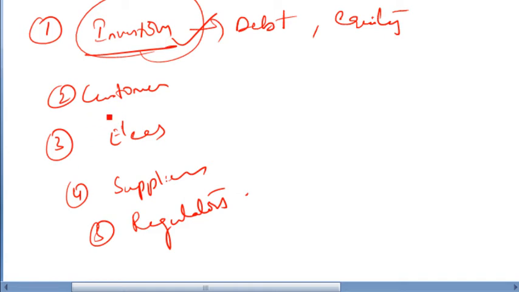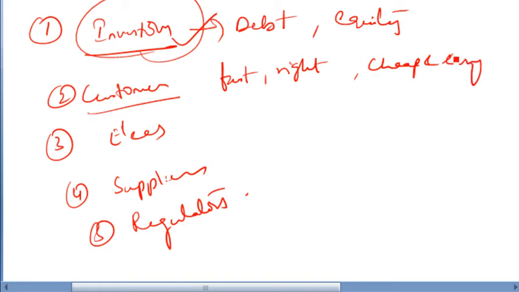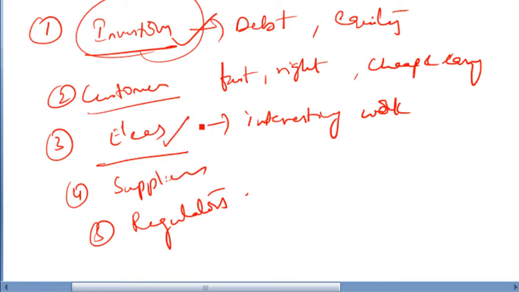Now, what about customers? They want fast, right, cheap, and easy products. Coming on to employees, they seek some sort of interesting work. They want the work to be really interesting, and they wish to be cared for by their employer. They want their employer to care for them, and if these things are really achieved, then employees will be happy.